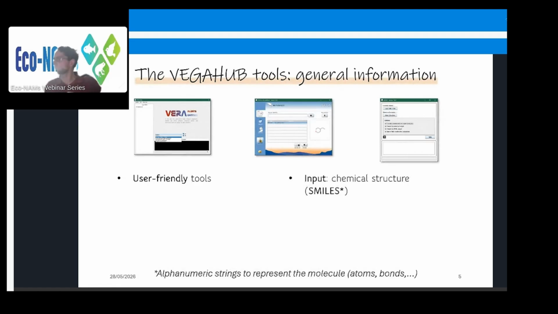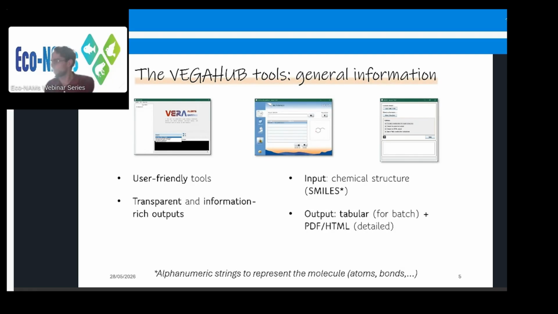All of the tools I'm going to present today have some common features. First, they are user-friendly tools. They need in input only the chemical structure as SMILES. SMILES are alphanumeric strings that represent the molecule, atoms, bonds, aromaticity, etc., and that can be easily found on several public online databases.